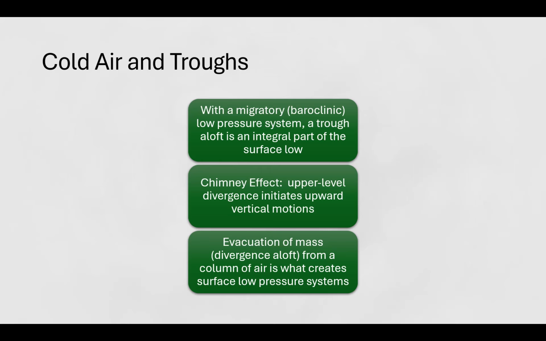Cold air and troughs go with migratory baroclinic low pressure systems. A trough aloft is a definite integral part of the surface low. Think about the chimney effect, which I've covered extensively in previous training videos here on the Spot on Weather YouTube channel. But the chimney effect: we have upper level divergence, which initiates upward vertical motions. And that evacuation of mass, that divergence aloft from a column of air, is what creates these surface low pressure systems. Let me draw this out now.